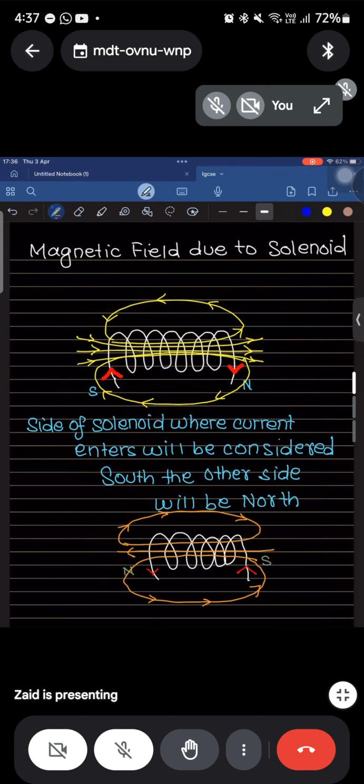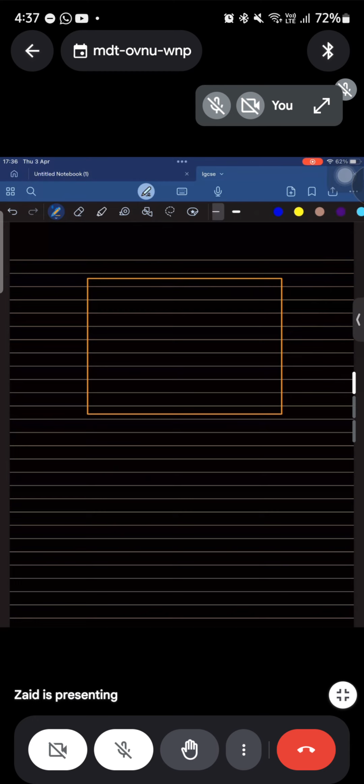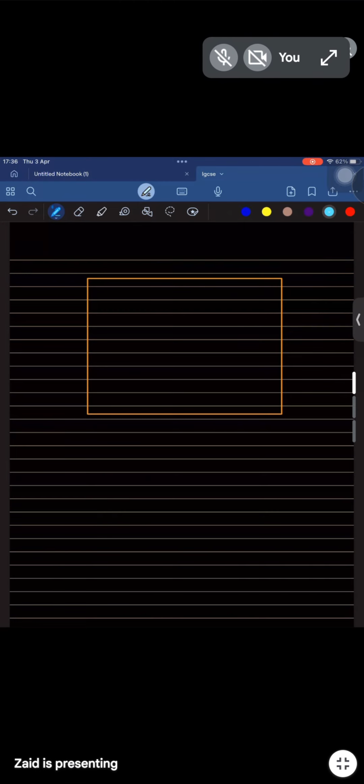How you guys are going to plot magnetic field lines using a compass. What you're going to do is have a piece of paper. This can be an investigation. You're going to have a piece of paper, and then you're going to place a magnet, like this.